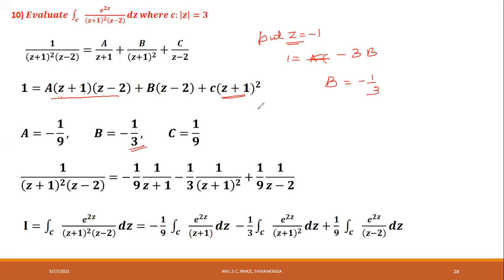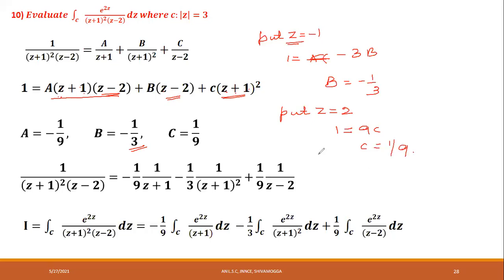Next, put z is equal to 2. Now this expression will be 1 is equal to, 2 minus 2 is 0. Here also 2 minus 2 is 0. 2 plus 1 is 3, 3 square is 9, 9C. Therefore, C is equal to 1 by 9.